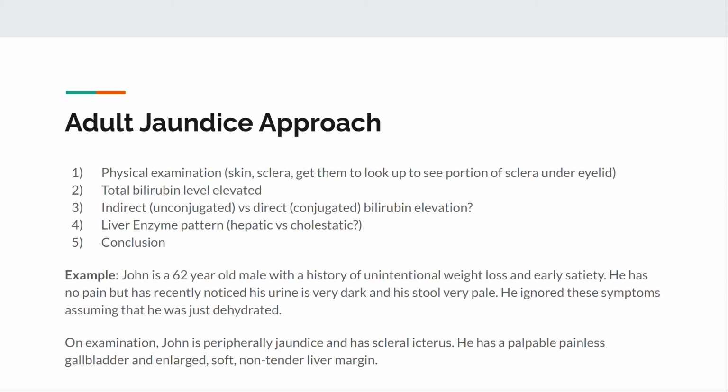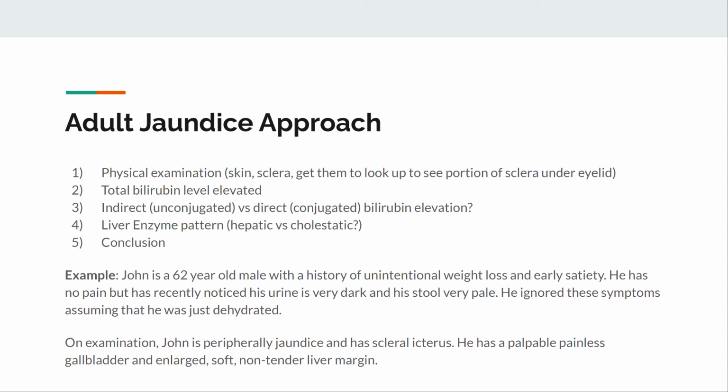Step 1, you do a physical examination. Look at the skin, the sclera, pull down their eyelids and get them to look up so that you see the sclera that doesn't get exposed to sunlight, in case it's rapidly broken down in that light exposed area, as some people say, which might be a myth because I don't think UV light actually does anything to bilirubin, but whatever. Get them to look up.